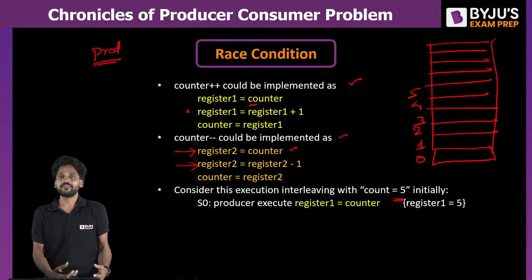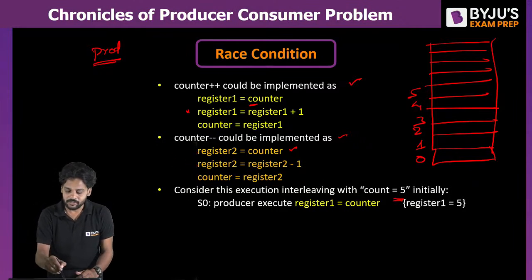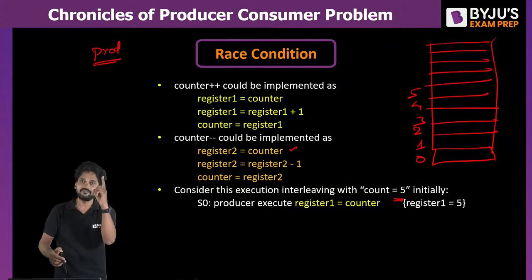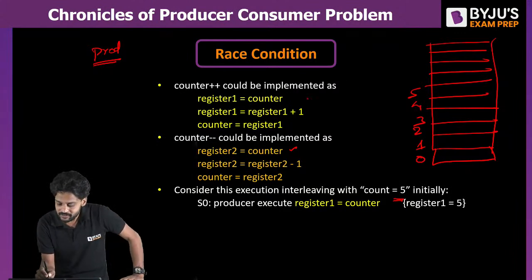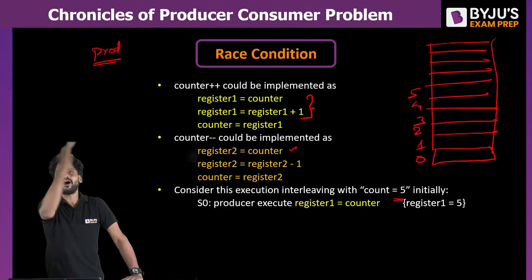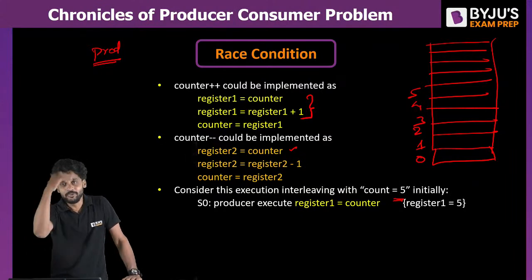What is concurrency? I am the producer, you are the consumer. Understand? I am executing. When I enter, I want to update the counter. I executed counter plus plus. Counter plus plus has 3 machine language instructions to execute. Right after I execute the first 2, I got preempted. For heaven's sake, you entered.